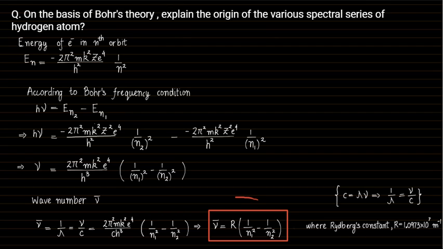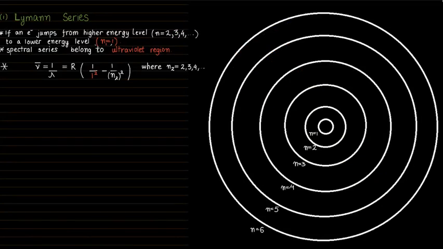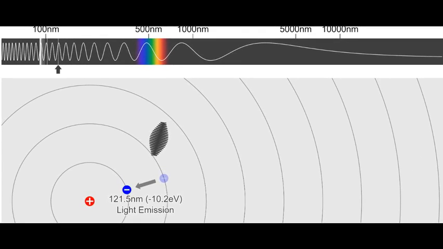Fine. So now, using this wave number expression, we will discuss various spectral series which are produced by a hydrogen atom. So the first series is your Lyman series. In this figure, can you see? This represents your n equals 1 orbit. When an electron makes a transition from n equals 2 orbit to n equals 1 orbit, it releases some energy. Can you see?